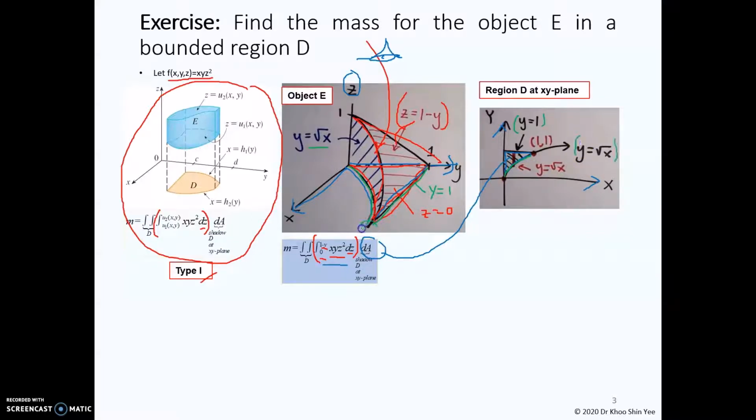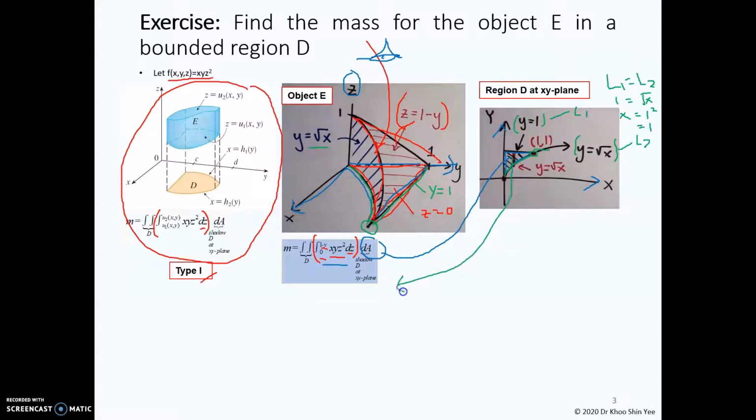To find the intersection point between these two curves, which is located here, you can compare line 1 and line 2. Let line 1 equal to line 2, then you obtain 1 equal to square root x. With that, you obtain x equal to 1 to the power of 2, which gives you 1 also. So the intersection point is 1, 1.